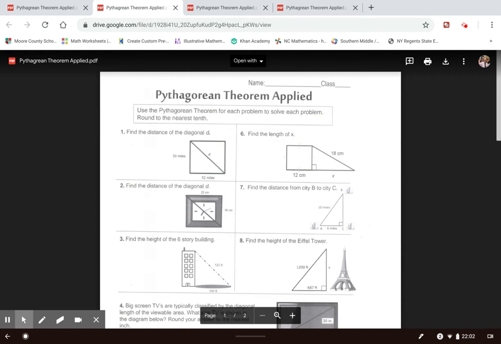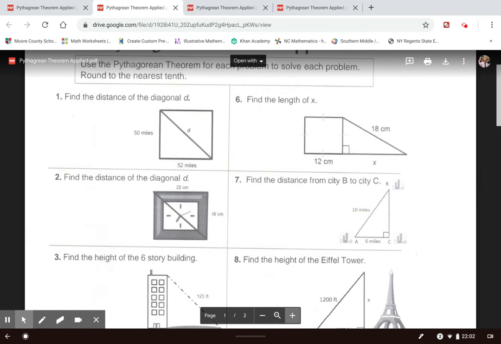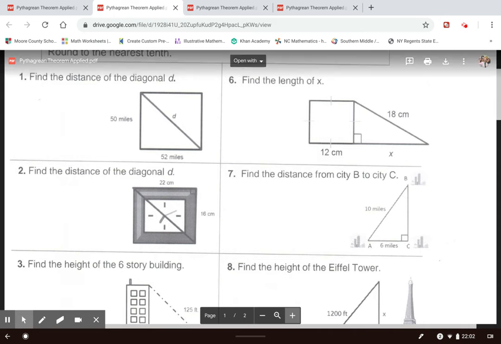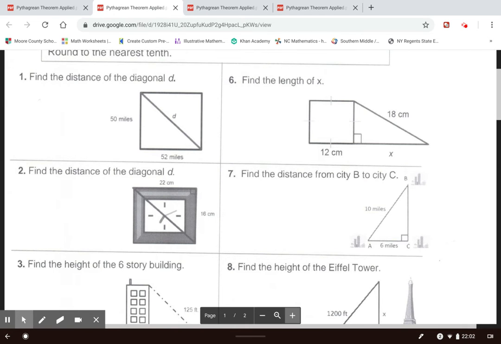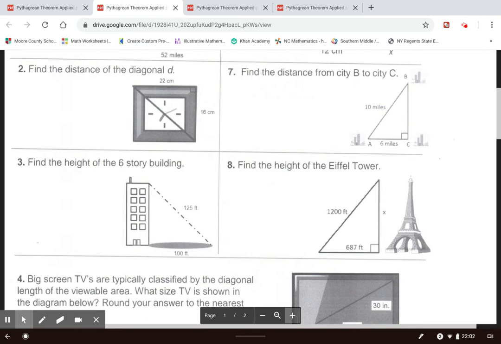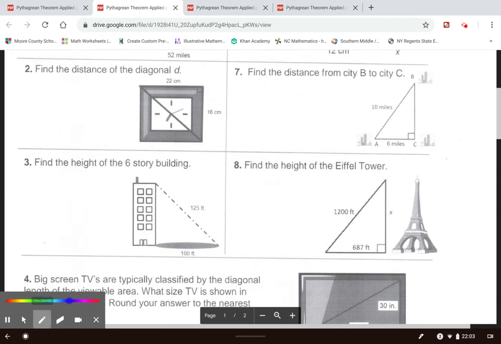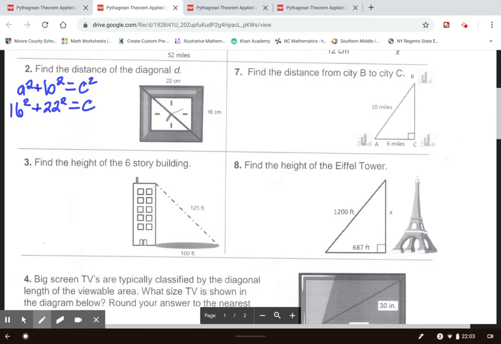All right, so now I'm going to go over to number 2, which is the same thing. It says find the distance of the diagonal. So I know that since I'm looking for that diagonal, and the diagonal is across from the right angle, and it is a right triangle, there again I'm going to use my a squared plus b squared equals c squared. And again, I know the two legs, so I know a and b. So I'm going to have 16 squared plus 22 squared equals c squared.